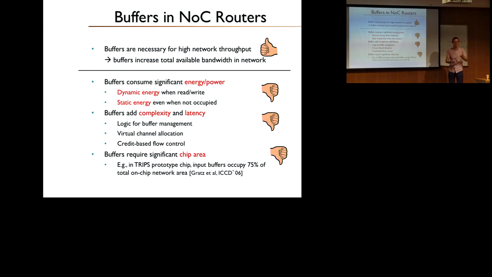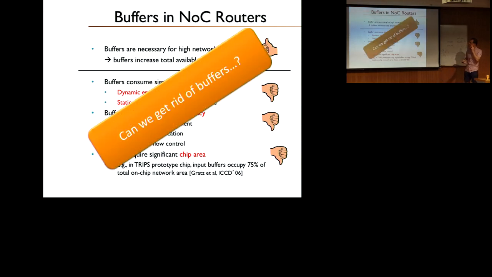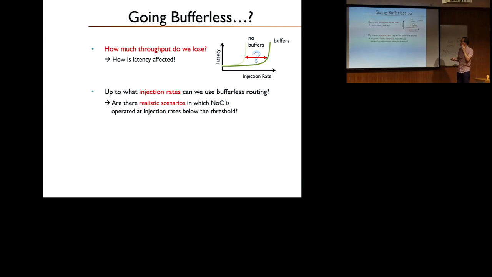So it really depends on what your network design is. But they do consume significant area. I'll give you some other examples of this. So the key question we asked was, can we get rid of buffers? What is the impact of this on applications?